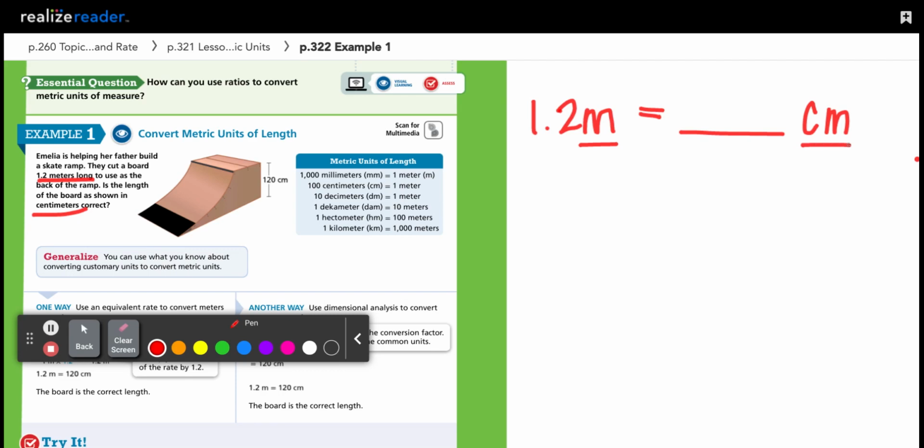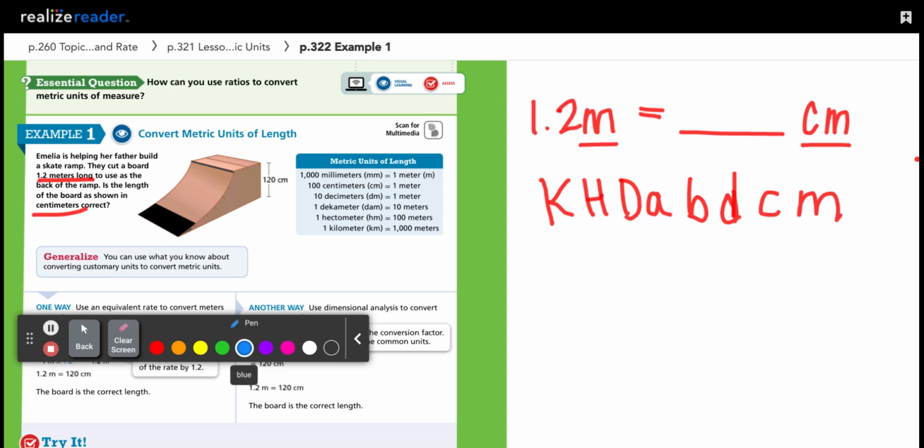So on my page, I'm going to write King Henry doesn't, which is the deca, bake, which is my base, donuts, Christmas morning. So we're starting with meters. We have to remember that M is meters, M is not millimeters. So that base could be meters, grams, or liters. So we're starting with meters, and then we are traveling to centimeters right here.